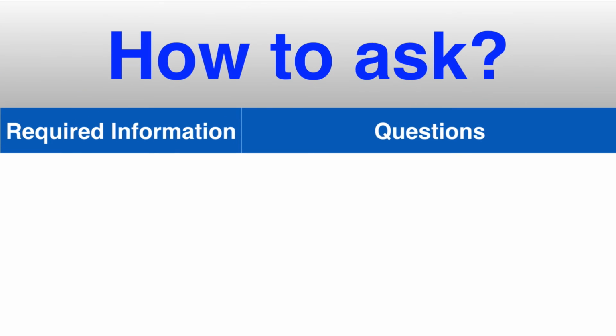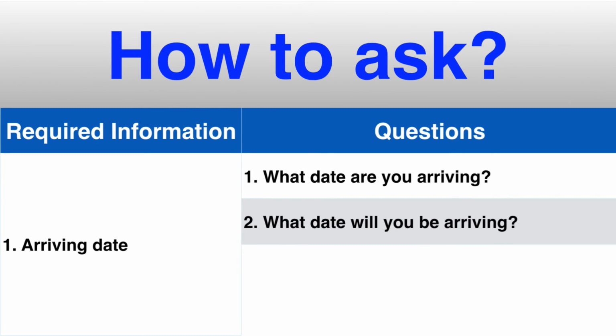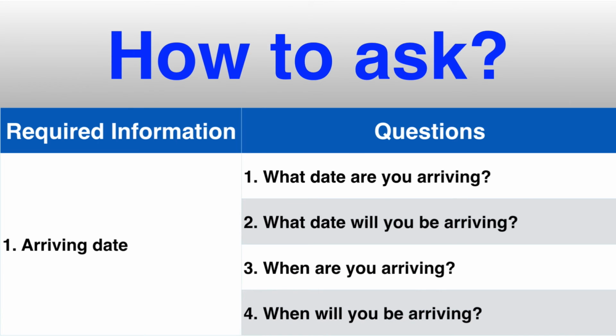Now I would like to teach you how to ask the questions to get the information you need. Here are some possible questions. To ask for the arriving date, you may say, "What date are you arriving?" "What date will you be arriving?" "When are you arriving?" Or, "When will you be arriving?"